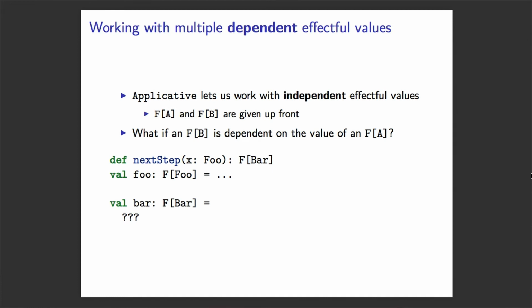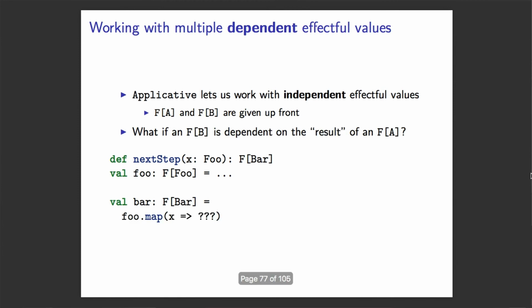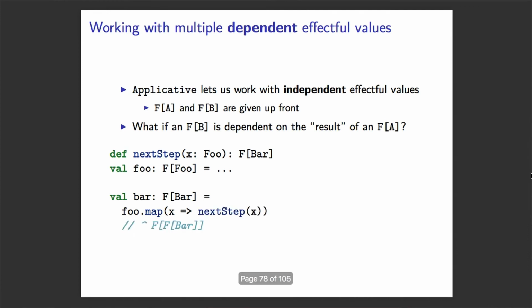So one thing we can try is, well, we need access to a foo in order to produce the bar. So we'll map over foo, and we'll get the x out. And so x is of type foo here, and then maybe we apply nextStep to it. That gets us an f of an f of bar, similar situation to what we landed in before. And we have no notion of smashing together two f's. So like before, and we can try other things as well, but it's not going to work out, this suggests that we need power beyond just applicative. We need something that allows us to compose dependent effectful values, not just independent ones.